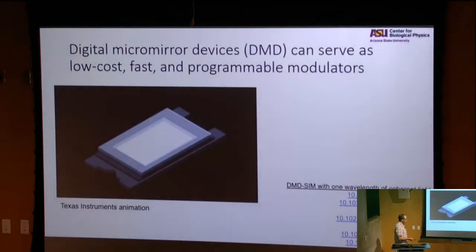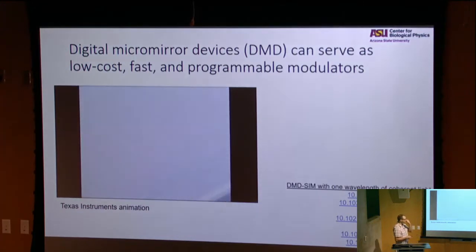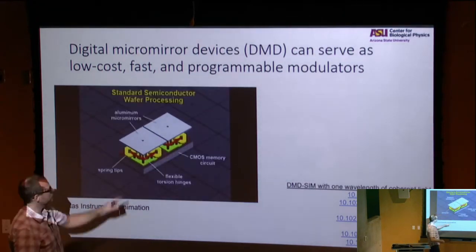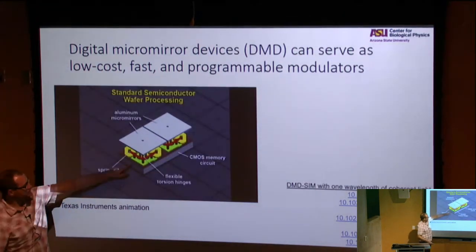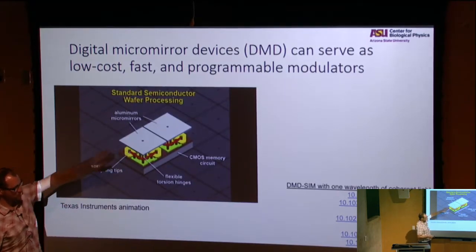A postdoc, Peter Brown, joined my lab, who had experience with these digital micromirror devices. I don't know if anyone's ever seen these. I borrowed this animation off the Texas Instruments website. These are machined arrays of mirrors. The way that we use it is that each individual mirror can tilt into an on or an off state. Here are the mirrors. They have these flexible torsion hinges, and then what you can do is pivot them.